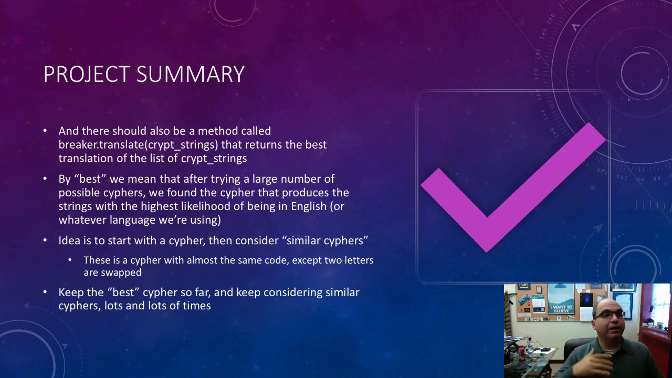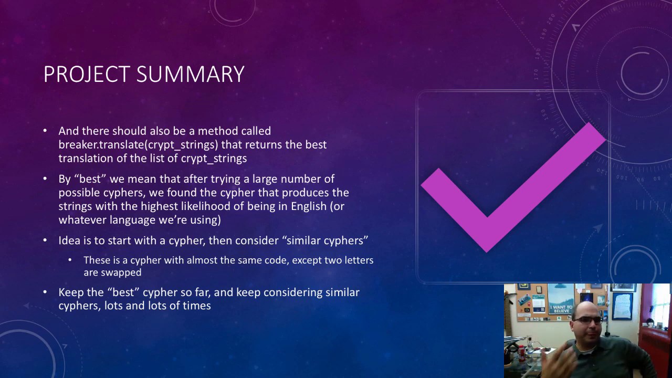Okay. Now, the other method that you want is something called translate. This is the break the cipher method. And what it should do is it should do its best and come up with a translation of the strings in the list. And what do we mean by best? Basically, we mean that we tried a bunch of times, and this is the one that had the best likelihood of our likelihood method. This is the one that had the highest value of likelihood. We tried lots of ciphers, and this is the one we decided to keep, okay?